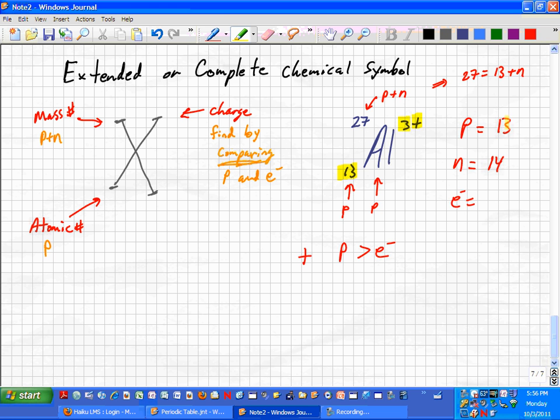3. Well, if I've got 13 protons, that means I have to have 10 electrons, because I've got 3 more protons than electrons. My protons are greater. Greater by how much? 3. There we go. 10 electrons.